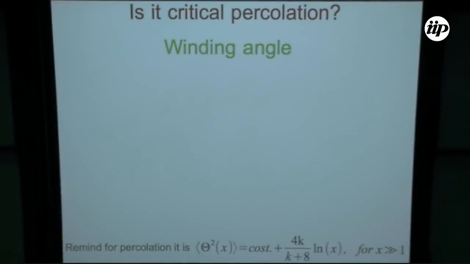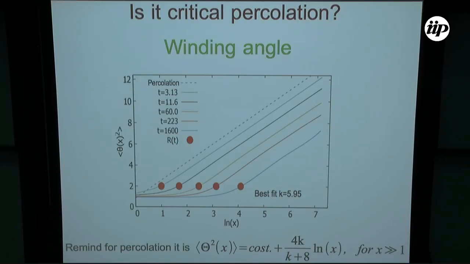Also, you can look at the winding angle. So remember that in percolation, you have this logarithmic behavior with k equal to 6. And if you measure it during your coarsening, you get the following. So this dashed line is random percolation, and these curves are in coarsening at different times. So again, you see that apart from a shift, as before, you have exactly the behavior of percolation. Indeed, you can fit this constant k here, and it turns out to be almost 6.